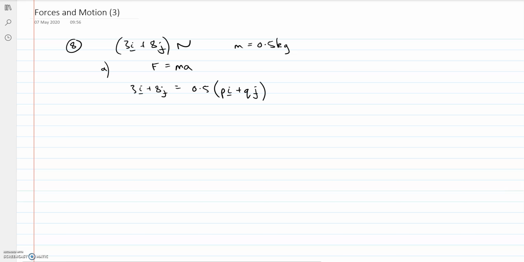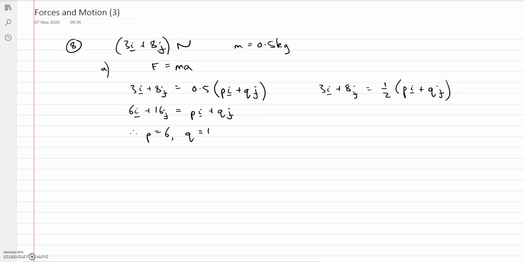Okay, this is all in vector form now rather than just values. We've got vectors, so they've got two different components, the i and j components. So if we divide both sides by a half, or if you think of it like this, you can times up by 2. 0.5 is a half, so we times up by 2 to get rid of this half here. Then we'll get 6i plus 16j equals pi plus qj, and equate our parts. So p must be 6 and q must be 16.